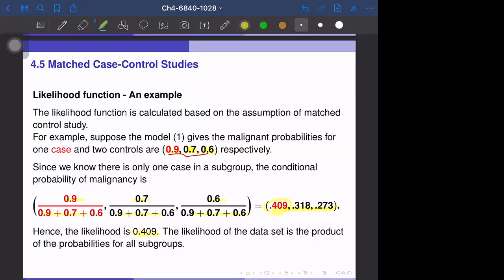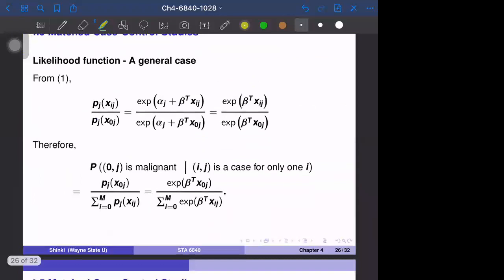And we have several subgroups. We have 61 subgroups in the previous example, so we have to multiply the 61 numbers. That is the likelihood of this model. So it's different from logistic regression. In logistic regression, if we have 183 individuals, we have to multiply 183 probabilities. But here, the likelihood is given for each subgroup. So it's a different model.